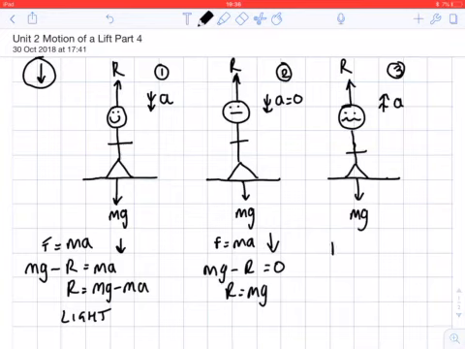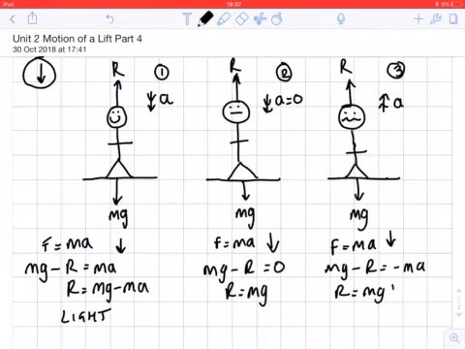If I then apply F equals ma again in the final situation, so the lift's still moving downwards, but now it's decelerating, so the acceleration is in the opposite direction, I have mg minus r is equal to minus ma. So rearranging this, we get r is equal to mg plus ma. So the reaction of the lift floor on the person is now more than the person's weight. And that's where you get that feeling of weight pushing against you as the lift starts to decelerate. So again, you've got this feeling of heaviness.